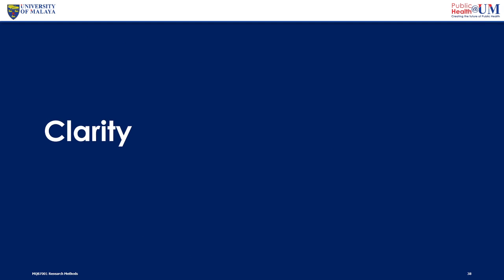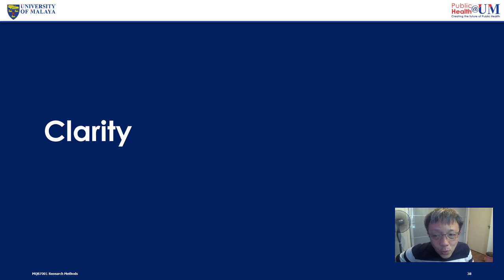Clarity is one thing. Alright, before you write, you must be clear of what you want to say. Alright, so don't go and write something that you're not clear about. Okay, so you must be clear of what you want to say. But after writing the literature review, you must also come back and ask someone to read it and see whether they understand what you want to say or not. So clarity is the important part.